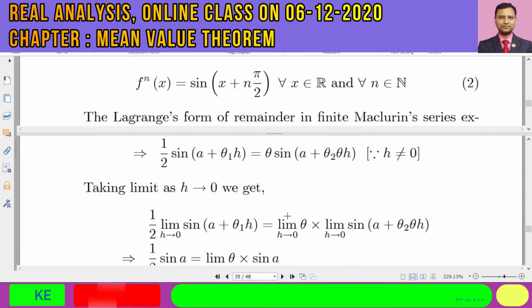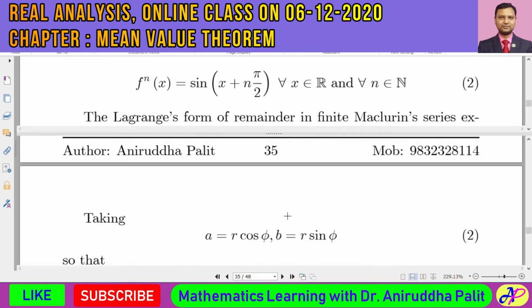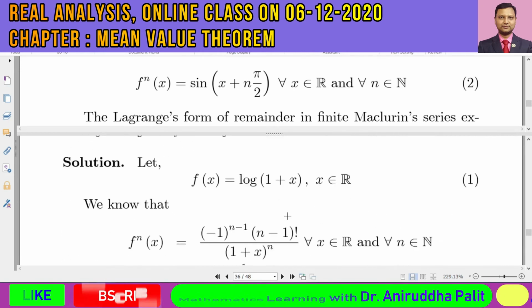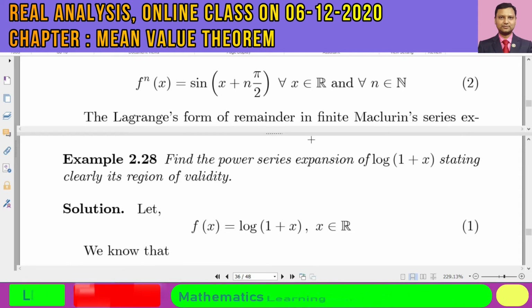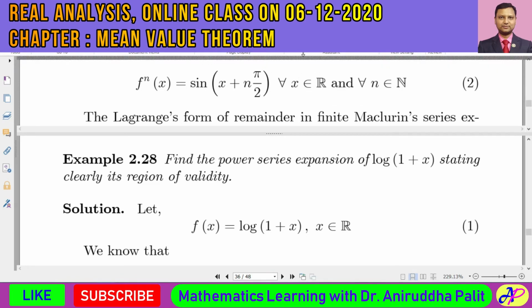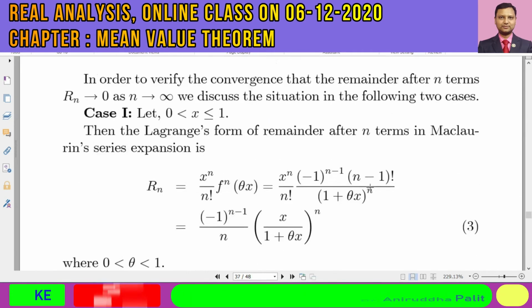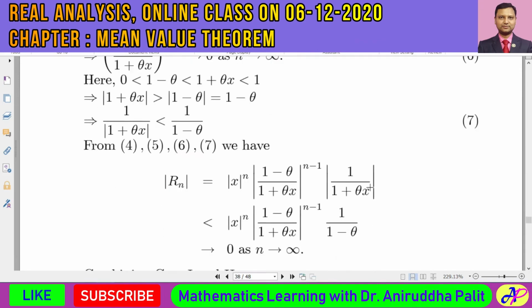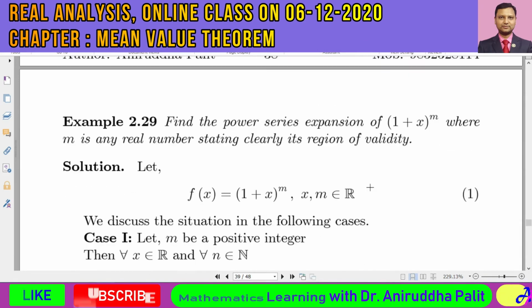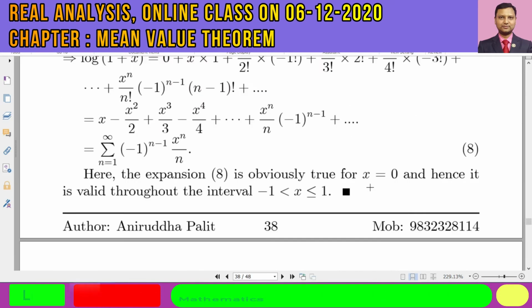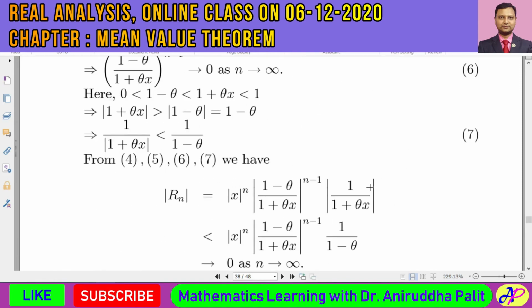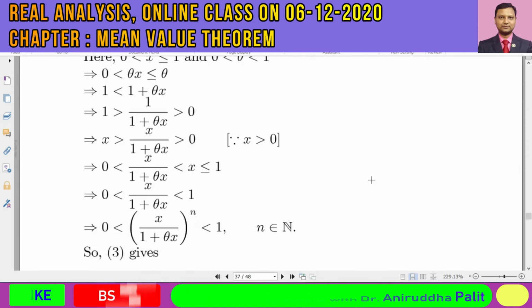Now let's discuss the infinite series expansion of the function log of 1 plus x. Got it? Where is it? Yeah, this is the power series expansion of, no, not this one, log of 1 plus x. Yeah, this one, log of 1 plus x.